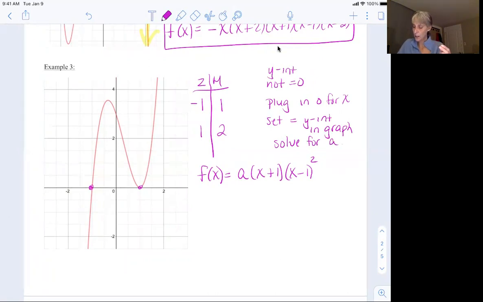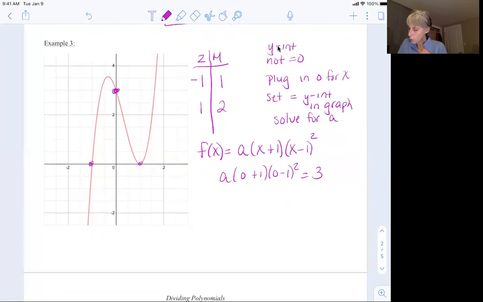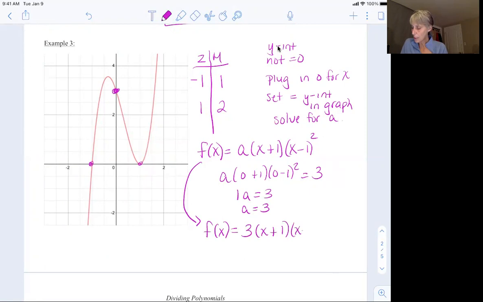So the first thing I do is I rewrite, leave a, plug in 0 for x, and set it equal to the y-intercept on your graph, which in this case is 3. 1 times 1, so 1a equals 3. So a equals 3. Now go back, rewrite your function, and substitute in the a value you just found. And that's it. Coming up with the equation helps us visualize what each component is.